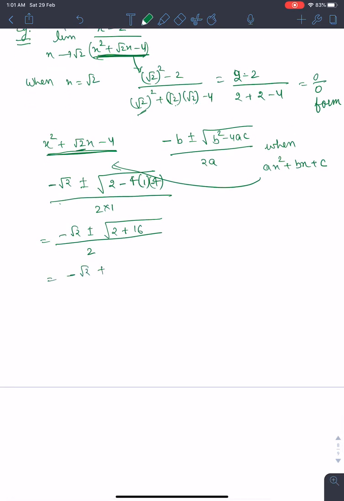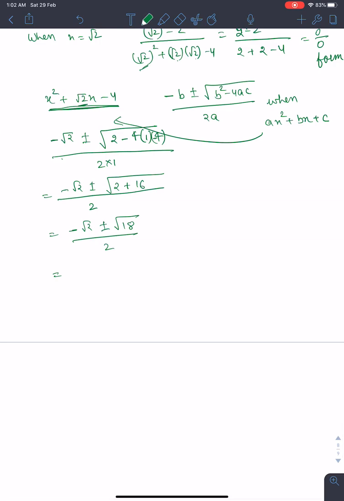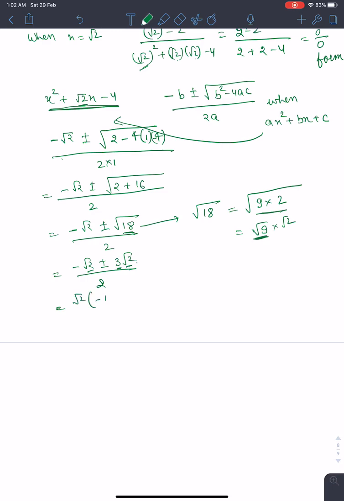So what you got? Minus root 2 plus minus, inside you will be getting root 18 upon 2. So it becomes minus root 2 plus minus 3 root 2 upon 2. See first of all, root 18, what I did here, root 18 can be written as 9 into 2, right? And again this can be written as root 9 into root 2. So root 9 is nothing but 3, so that's why I have written 3 into root 2. Now by taking root 2 outside from here, what you got? Root 2 into minus 1 plus minus 3, correct, upon 2.